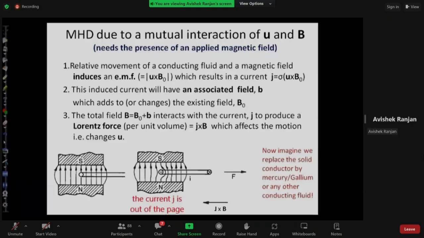Now just imagine that you replace the solid conductor by a liquid metal, which is typically very highly conducting. In that case we have the electromagnetic equations along with the fact that there's a fluid and there's a force acting on the fluid, and as you know, fluids are deformable, which is what makes the topic very complex sometimes, but also very interesting at the same time.